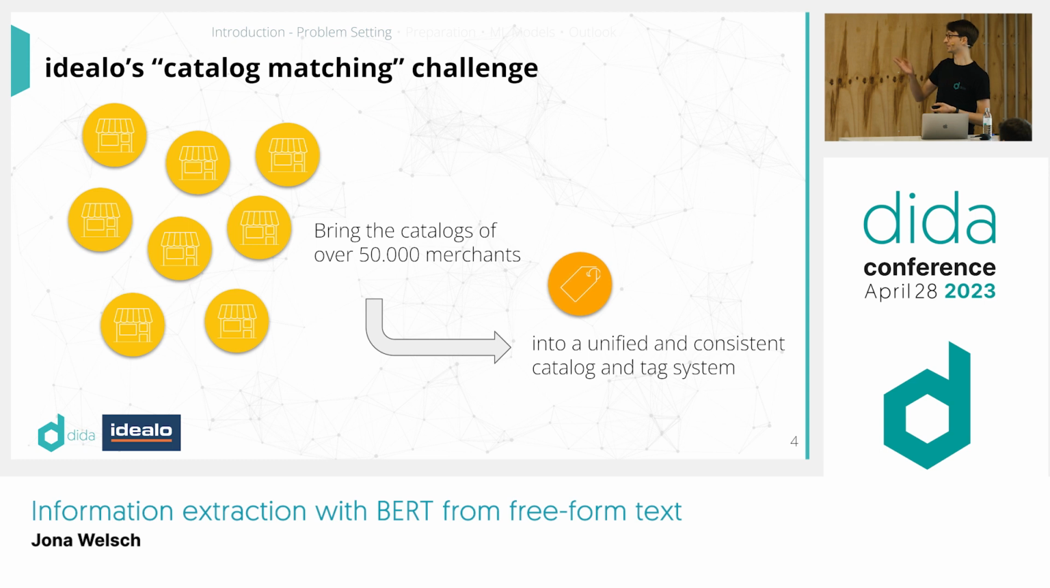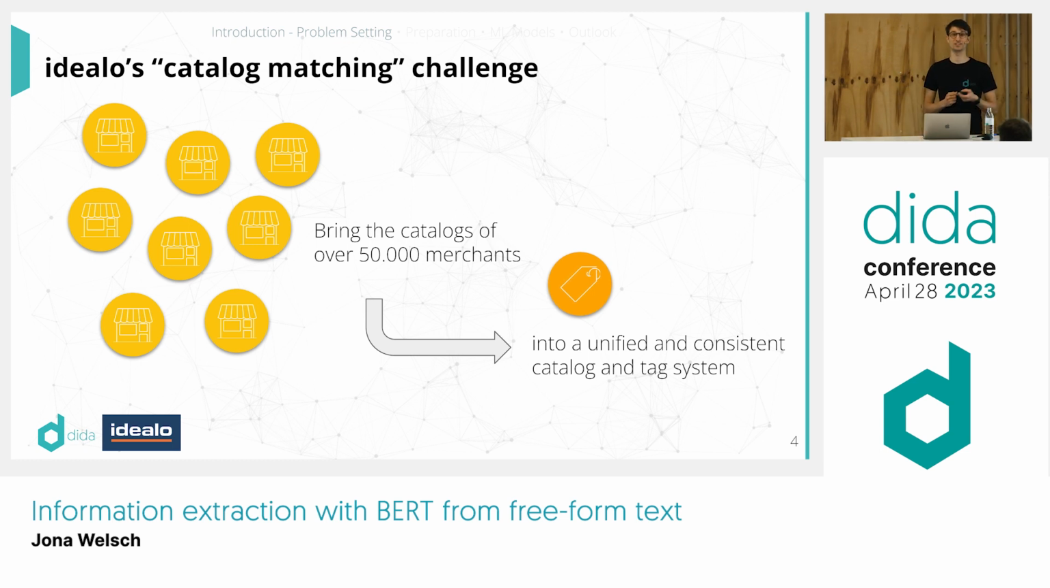And the way they do this is that sometimes they get structured information, but sometimes they also get unstructured information in the form of just free-form text product descriptions. And out of these free-form text product descriptions, I want to get structured information in the form of product attributes. For example, the storage an iPhone has, or the weight a certain product has, things like that.